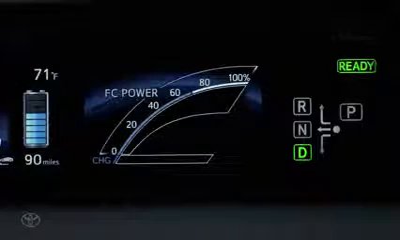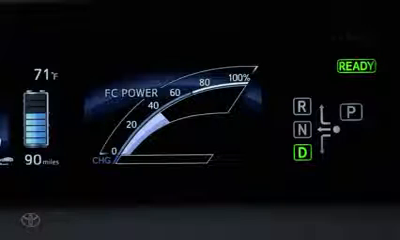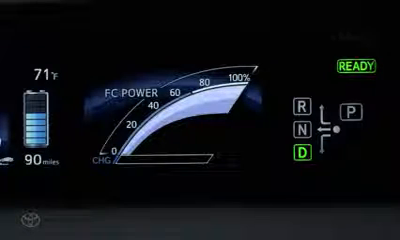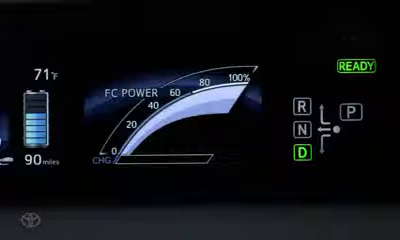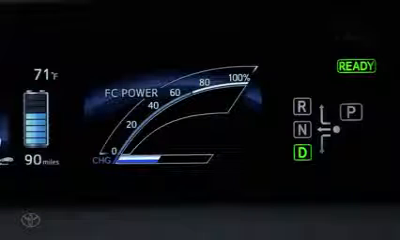The power meter displays the power output and the regeneration level of the fuel cell system. The power output is shown as a percentage from 0 to 100%. This represents the power being supplied from the fuel cell and hybrid battery combined. The charge bar across the bottom of the display shows the level of power regeneration being sent to recharge the hybrid battery.